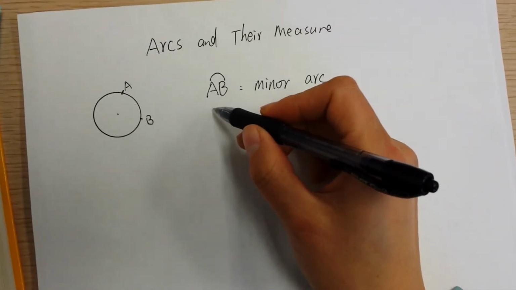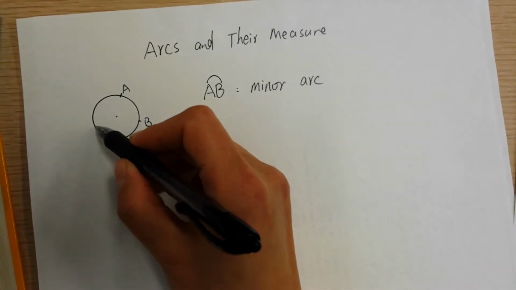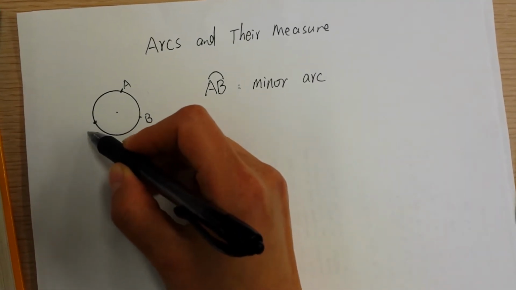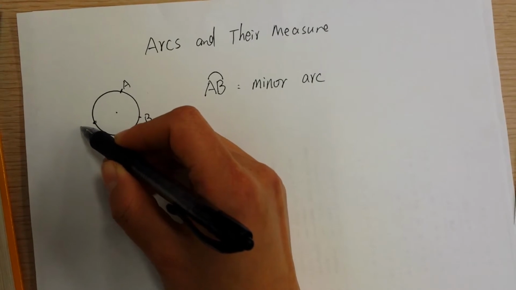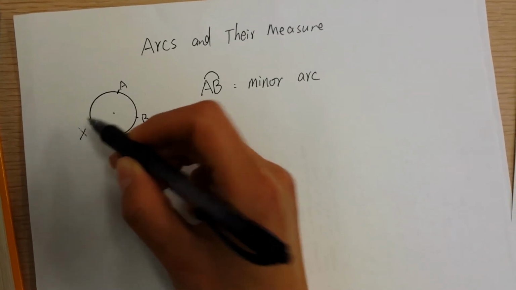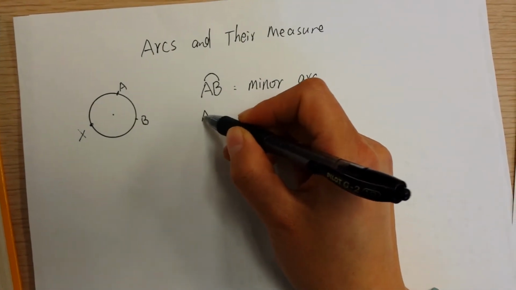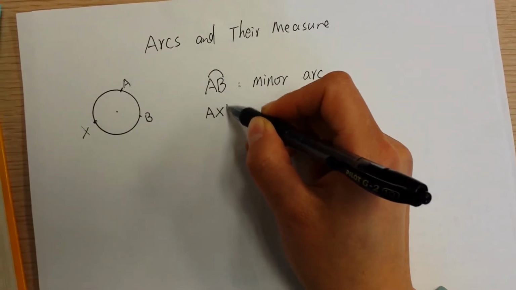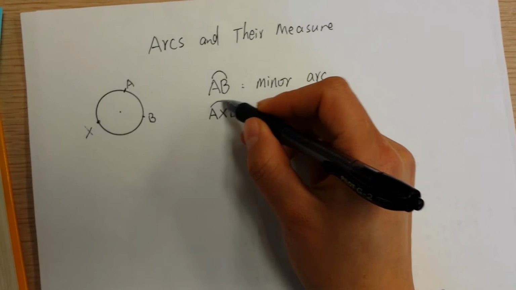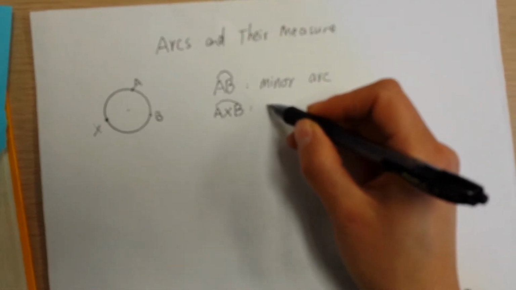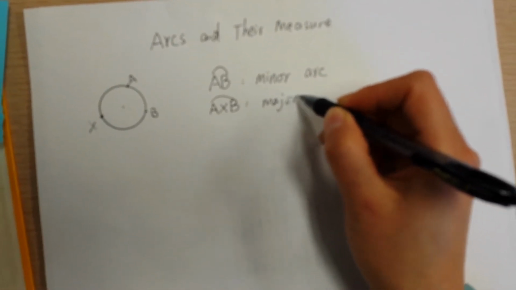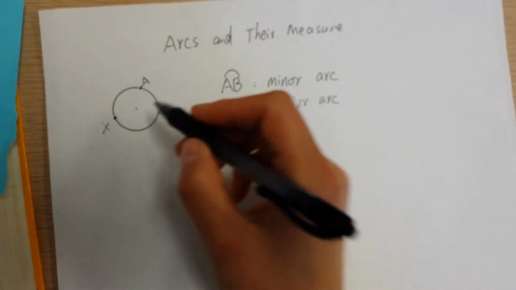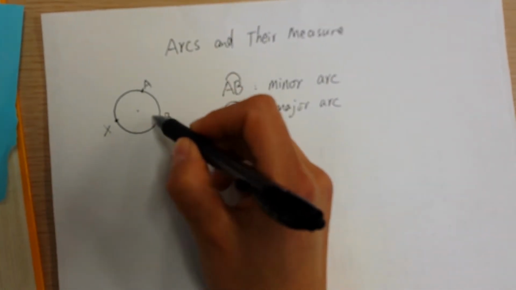How about the larger part? So I want to use another point to name it, say X. So let's go from point A, go through point X, and stop at B. So this arc is larger. We call it a major arc. So that'll be this part, okay?